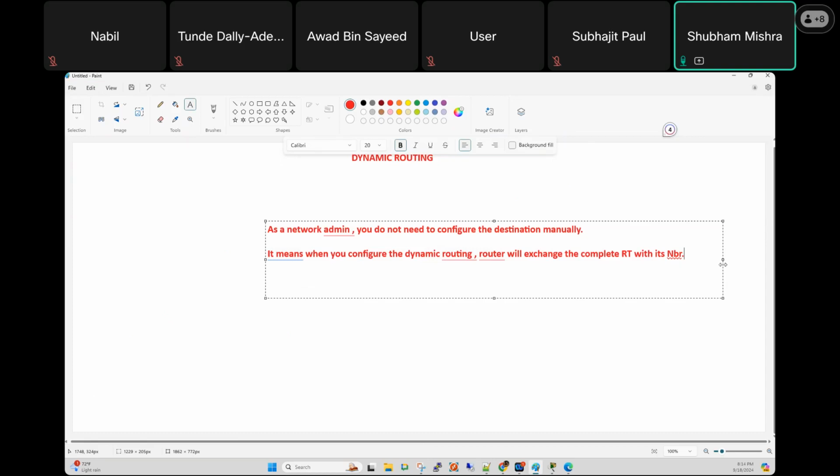And will this happen statically or automatically, everyone? This will happen automatically. It means when you configure the dynamic routing, routers start exchanging the complete routing table with each other automatically, right?